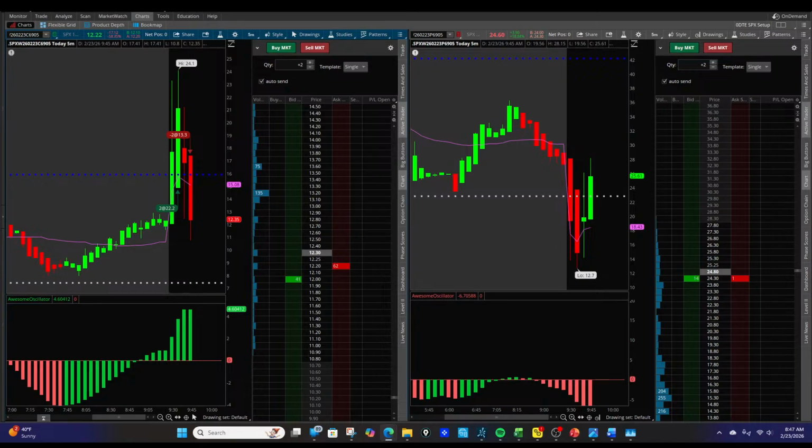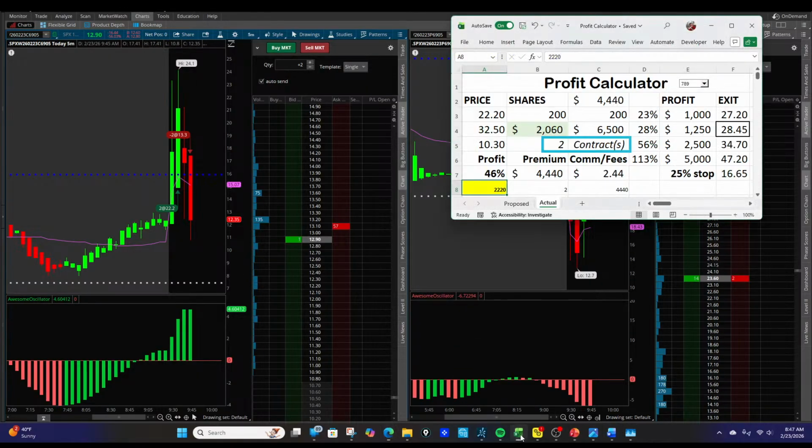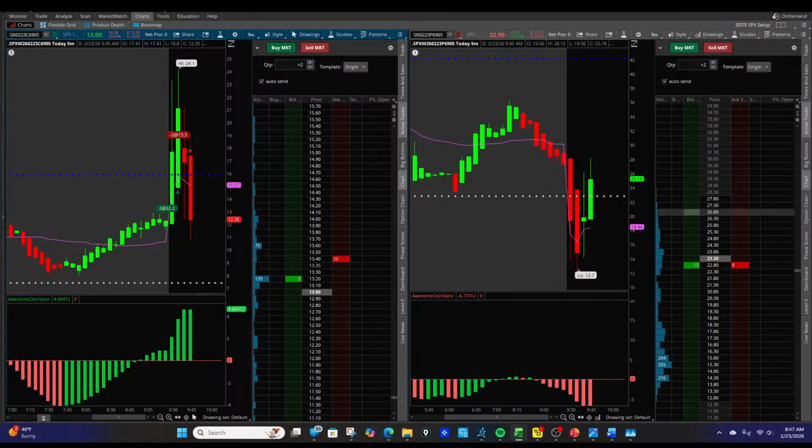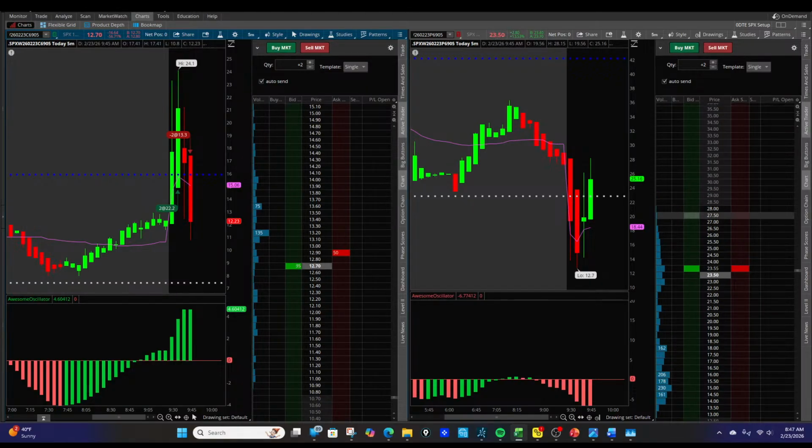I did go beyond my stop. It was 1665 and I got out at 1330, so it's a little bit of a difference there, but as soon as I saw kind of what was happening, I just got out of it immediately, and it's continuing to go down.